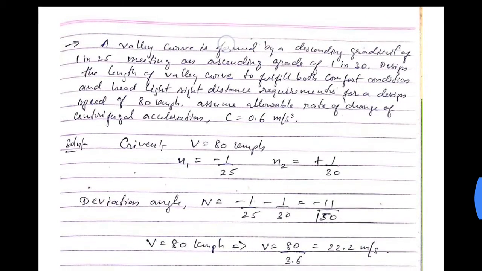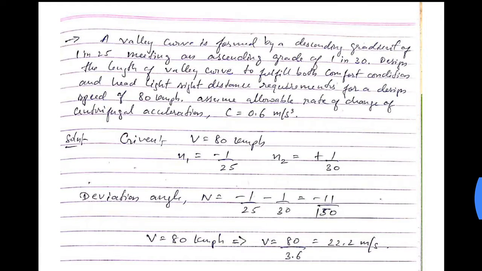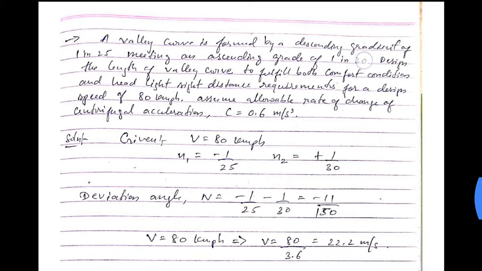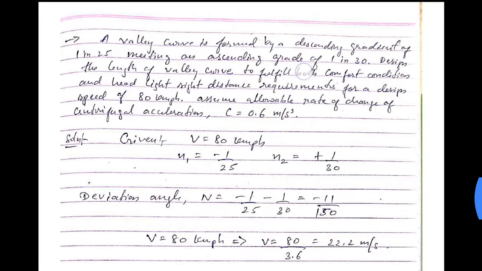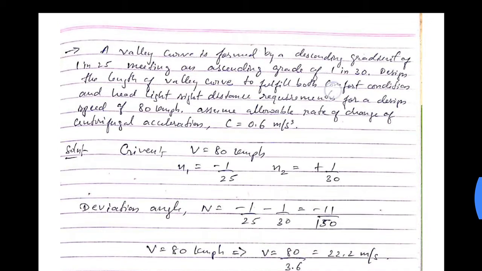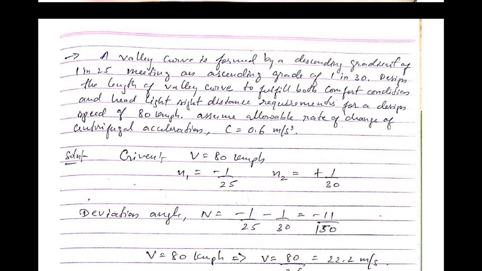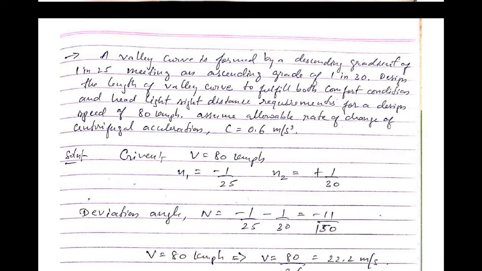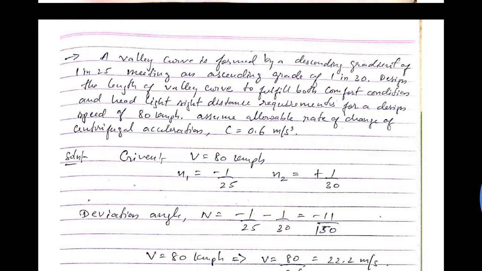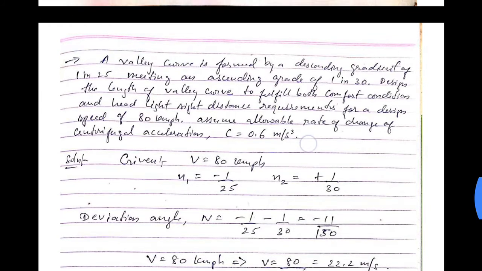A valley curve is formed by a descending gradient of 1 in 25 meeting an ascending gradient of 1 in 30. Design the length of valley curve to fulfill both comfort condition and headlight sight distance requirements for a design speed of 80 kmph. Assume allowable rate of change of centrifugal acceleration, that is capital C, is 0.6 meter per second cube.